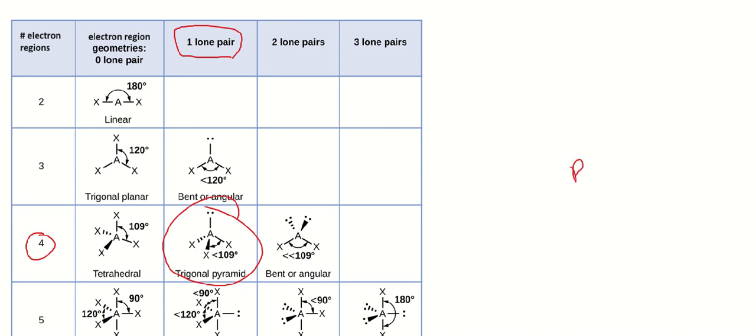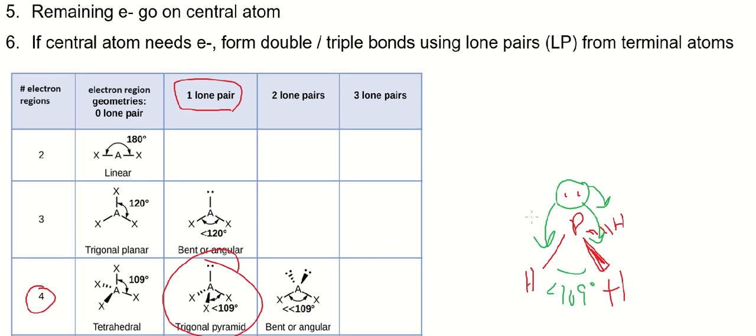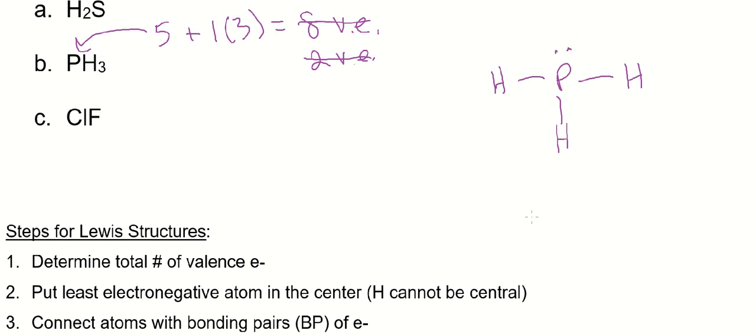Let's draw that. This one is coming out at you, and this one is kind of going back. And you've got a lone pair there. So the bond angles here, because the lone pairs repel the bonding pairs a little more, are going to be slightly less than 109 degrees. Probably close to 107.